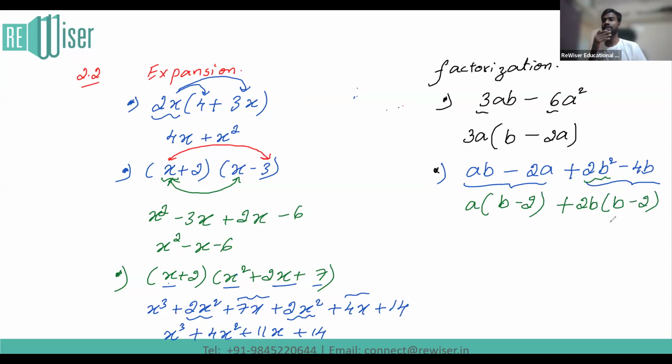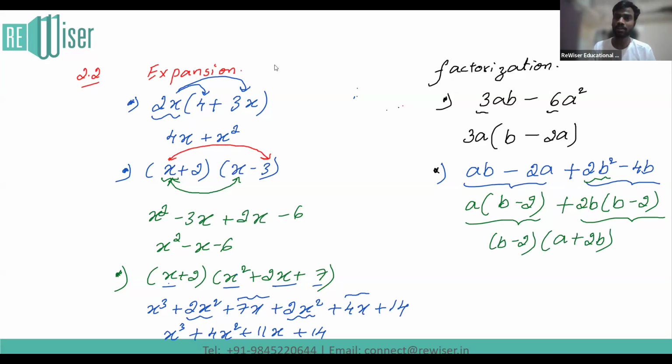And this is not the final step for the sum. Among these two terms, now these two things you can consider as a term. So among these two, we can also take out this b minus 2 common. If I take out this b minus 2 common, I'll be left with a plus 2b. And this is the factor form of this expression.